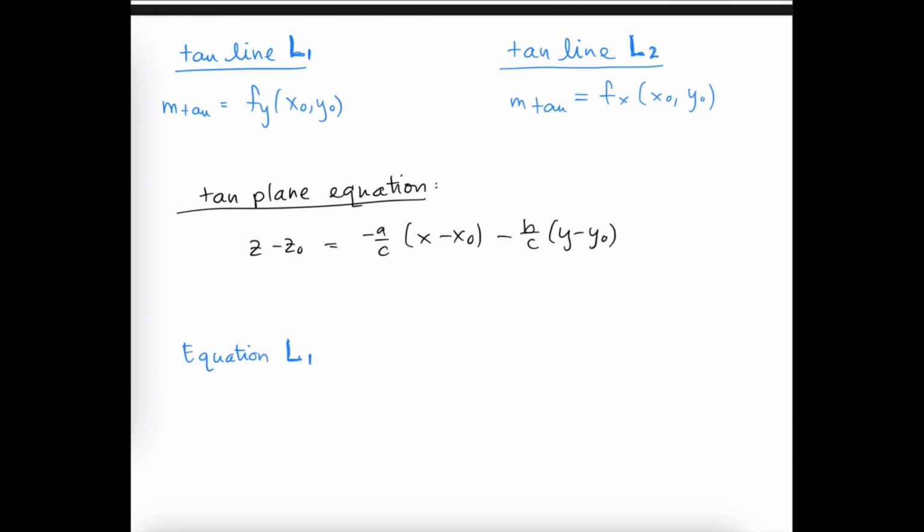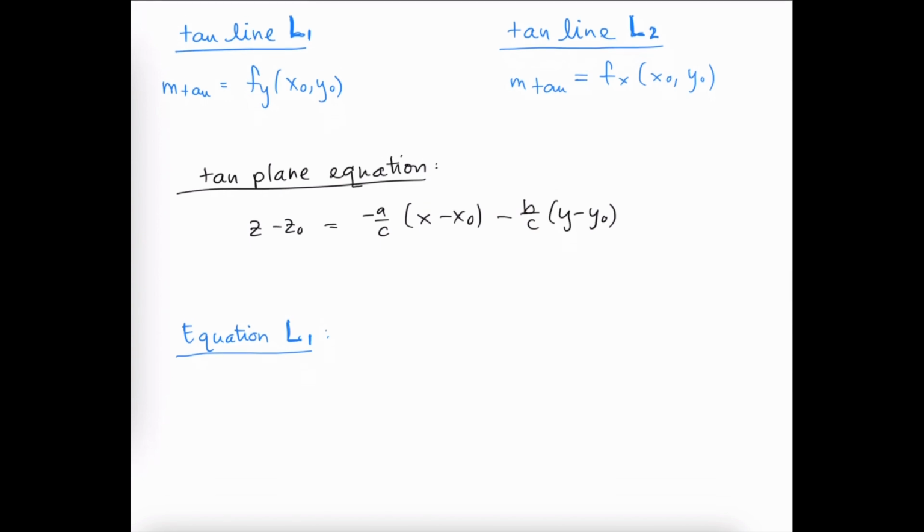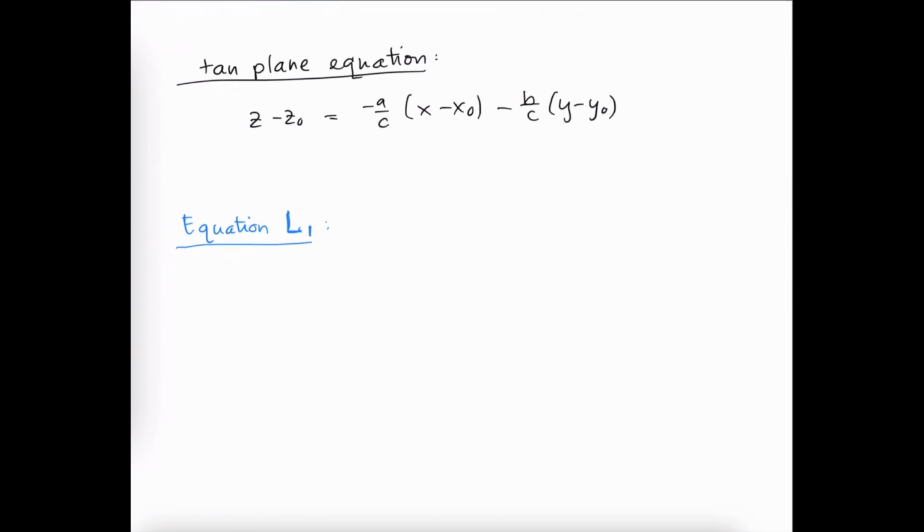So let's get the equation of line 1 first. In order to do that, we will take the slicing plane, which in that case was x equals x naught, and plug it into the equation of the tangent plane. That gives me the line of intersection between the two planes. When we plug this into the tangent plane equation, we get z minus z naught is equal to negative a over c, plugging x naught in for this x gives me 0 in this position, minus b over c times y minus y naught, which then simplifies to z minus z naught is equal to negative b over c times y minus y naught.